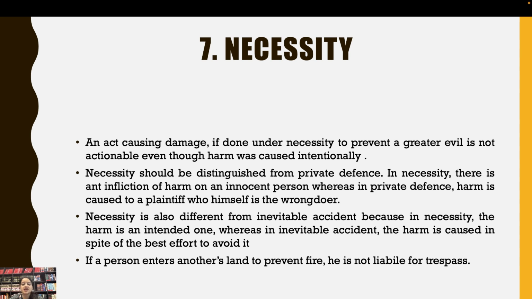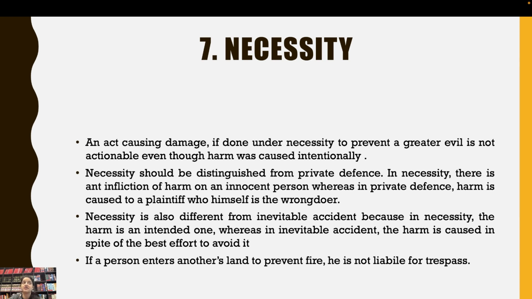Necessity is also differentiated from inevitable accident, because in necessity, the harm is an intended one, whereas in inevitable accident, the harm is caused in spite of the best efforts to avoid it. If a person enters another's land to prevent fire, he's not liable for trespass. Now, how do you differentiate inevitable accident and necessity? In necessity, you on purpose intended to inflict that harm to prevent something. In inevitable accident, you did not want to cause a harm.